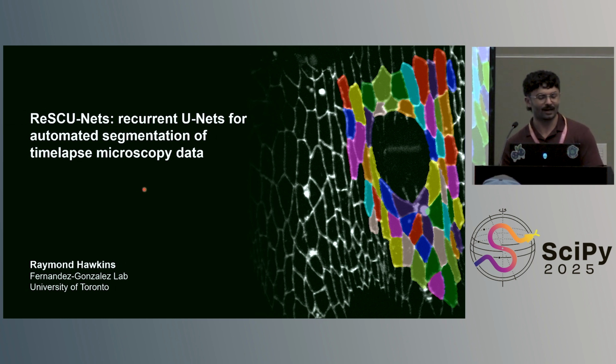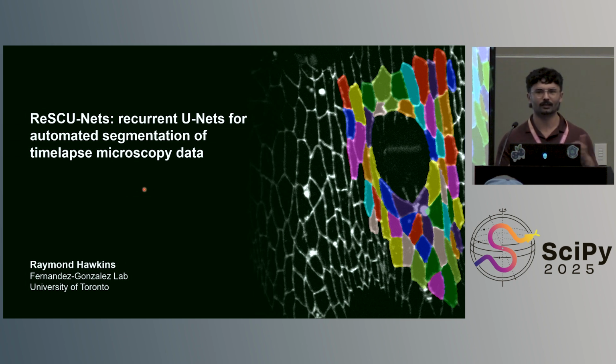Okay, so I'm Ray. I'm from the University of Toronto, and today I'm going to be talking to you about my master's project, where I've been developing ReSCU Nets, which are recurrent U-Nets for automating the segmentation of multidimensional microscopy data. If there are two morals that I want you to take away from this story, the first one is that sometimes the best path to automation is actually semi-automation, and the second one is that we need to continue to design things for small data.